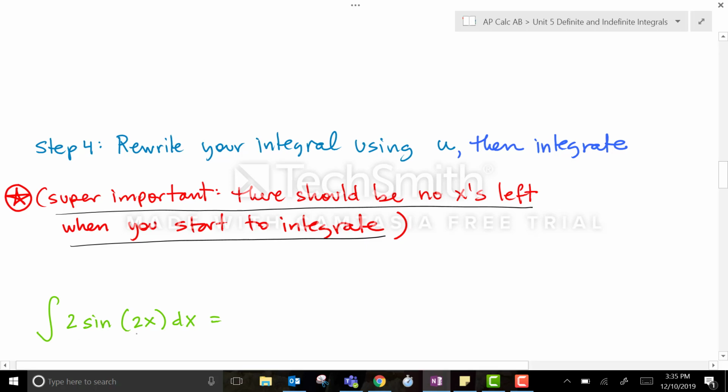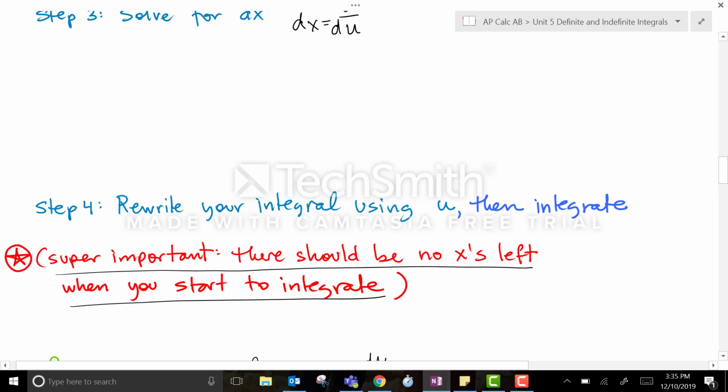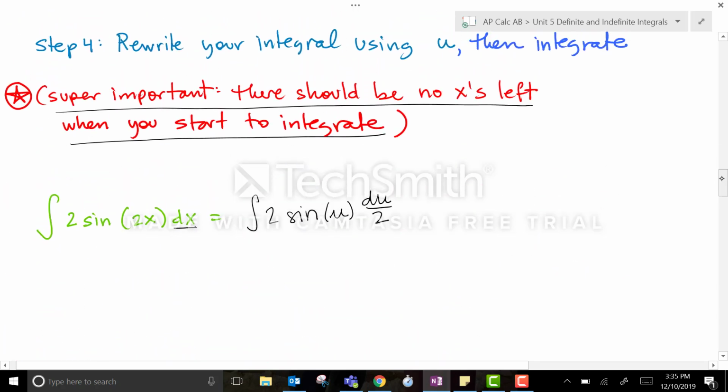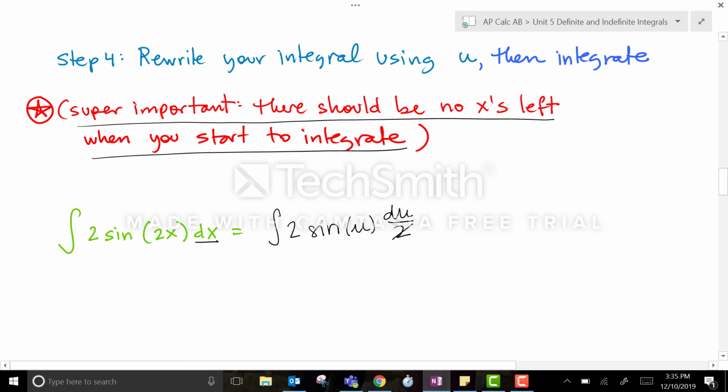So the integral of 2 sine of 2x dx is going to be 2 stays, sine stays, but I said let u equal 2x, so I'm going to say sine of u. I also said let dx be du over 2, and I got that from this guy right here. I'm just substituting all the values that I solved for. Once I do that, my 2's cancel out, and I'm left with the integral of sine of u du.